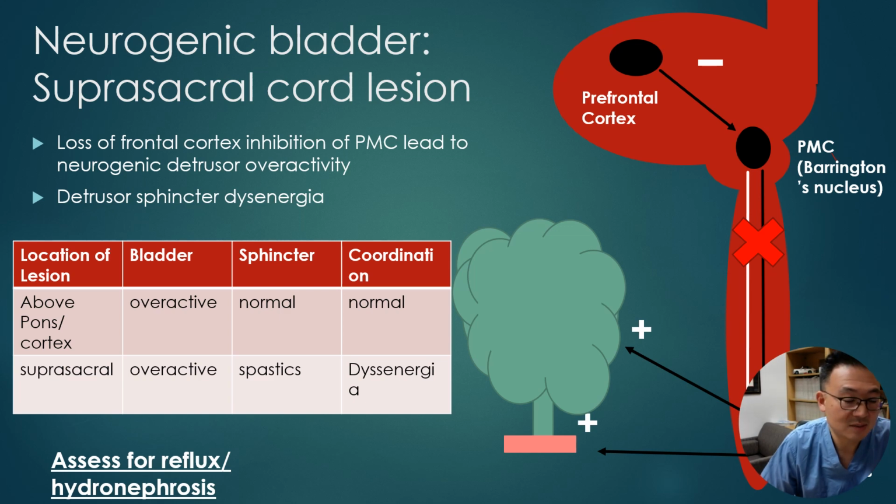So in these patients, it's essential to screen for reflux and hydronephrosis. Oftentimes in multiple sclerosis patients, when I'm doing urodynamics, I'll get video urodynamics. That way I can look for reflux during the test, and we might get a kidney ultrasound to assess for hydronephrosis.